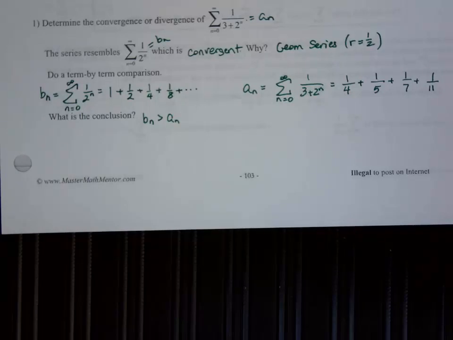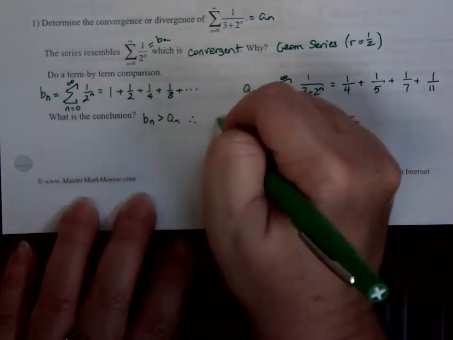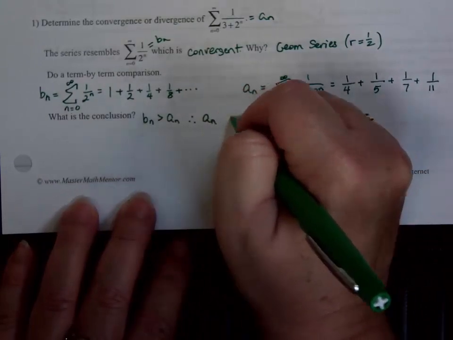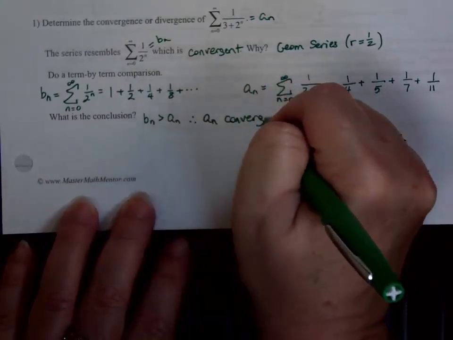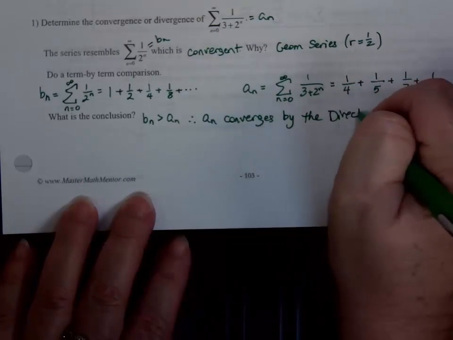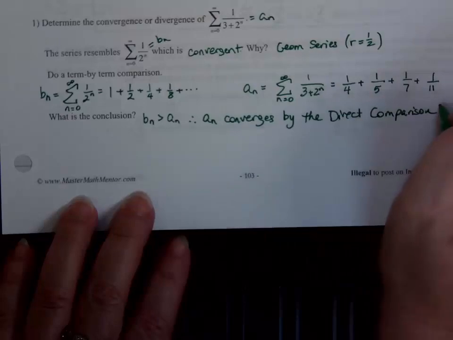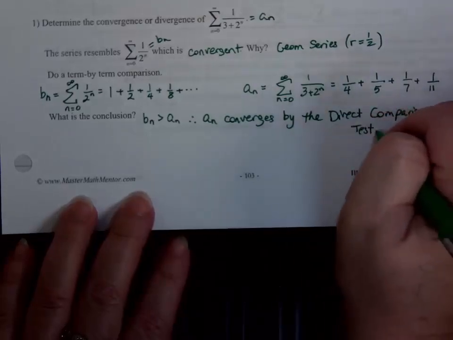Okay? Now, B converges. So if B's on top and B converges, what's A going to do? Converge. It's going to converge also. Okay? B is greater than A, therefore A sub n converges by the direct comparison test.